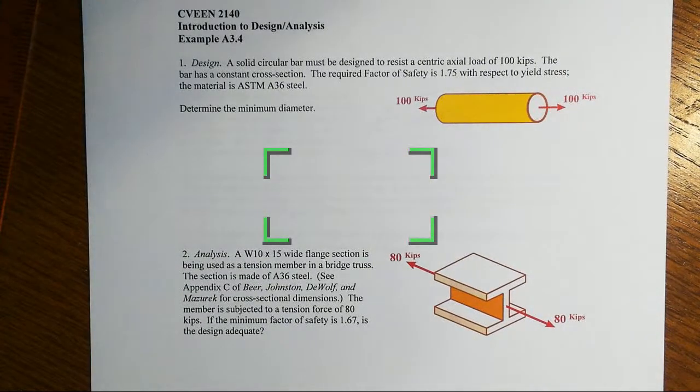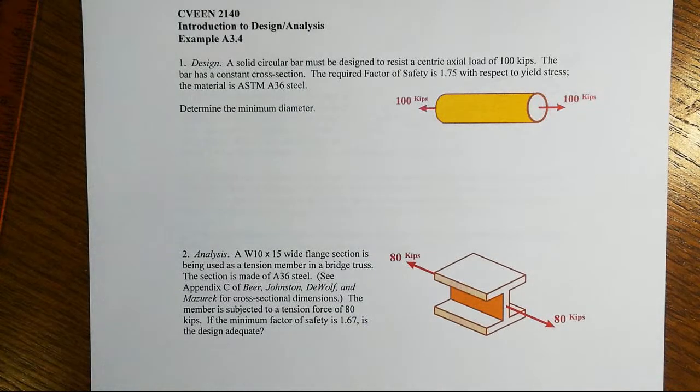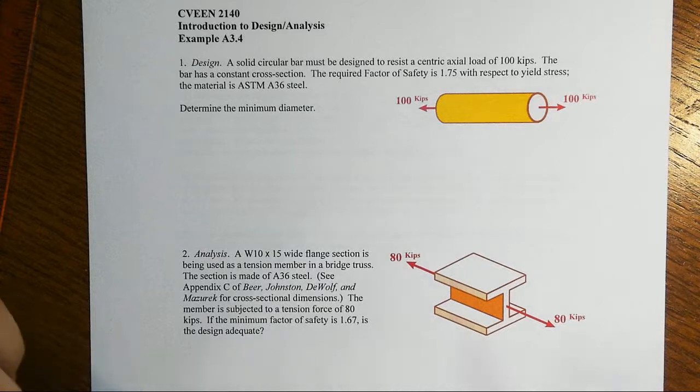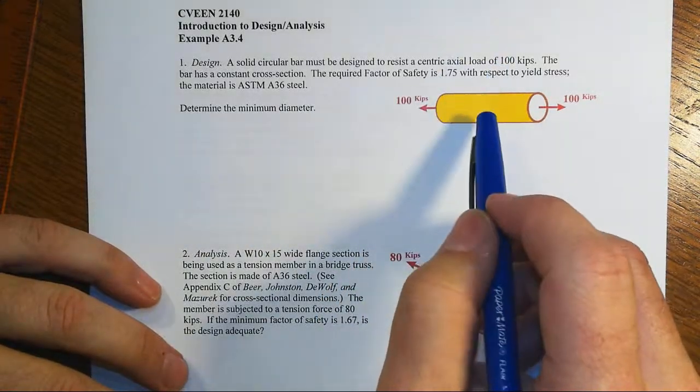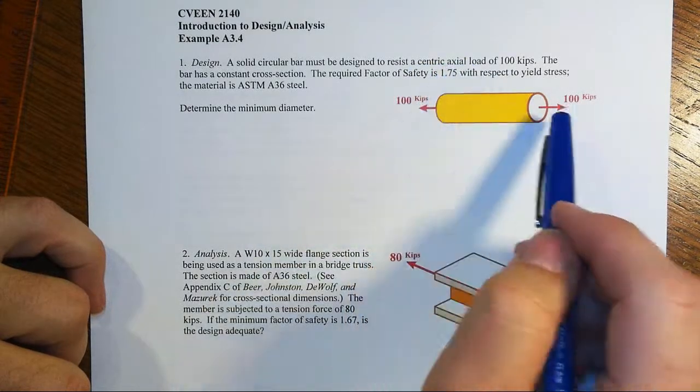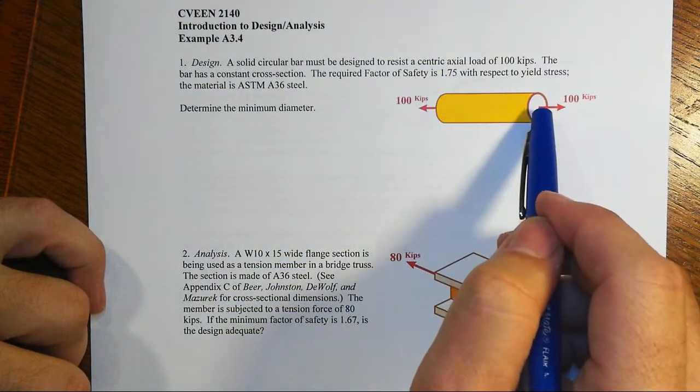I've had a number of you ask me about, well, how do we actually use any of this stuff? We've done a lot of definitions of things, but what does it look like when we get into design? And so the next couple of examples are intended to help you get a sense of that. Right? So we've got a structural member that has a centric axial load. That means it's going through the geometric centroid of the cross-section.